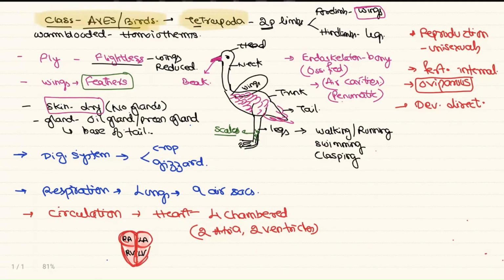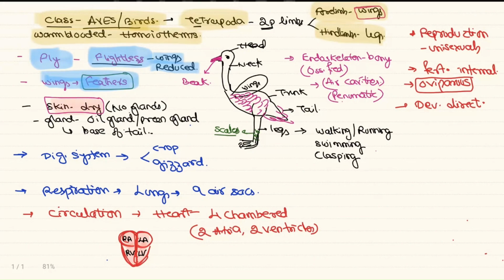Let's quickly revise them. Class Aves, of birds. These are tetrapods with 2 pairs of limbs, where the forelimbs are modified into wings and the hind limbs are called the legs. All are warm-blooded or homeotherms which can maintain constant body temperature. When we say bird, the first thing which comes to our mind is they can fly. Most of the birds can fly, but birds like ostriches and emus are the flightless birds. In the flightless birds, the wings are reduced.